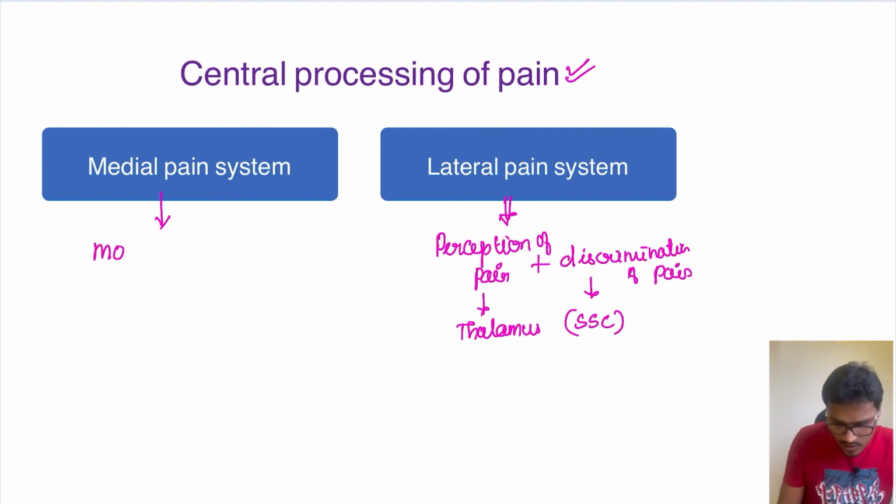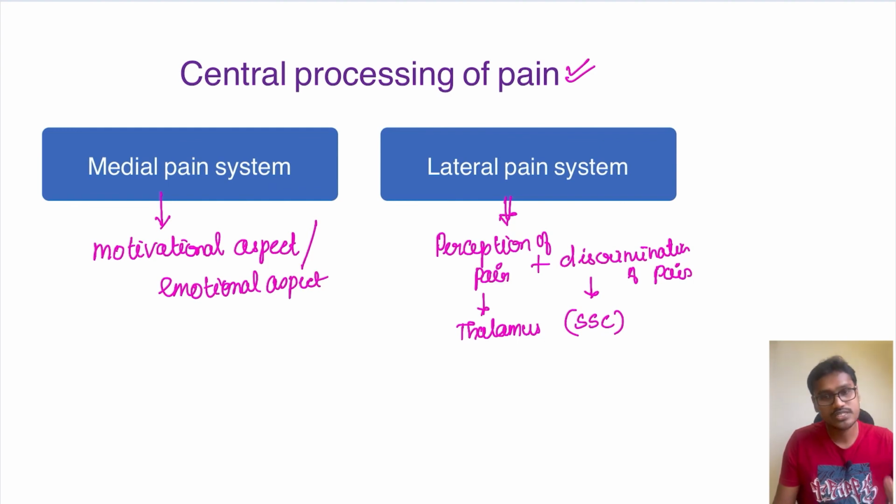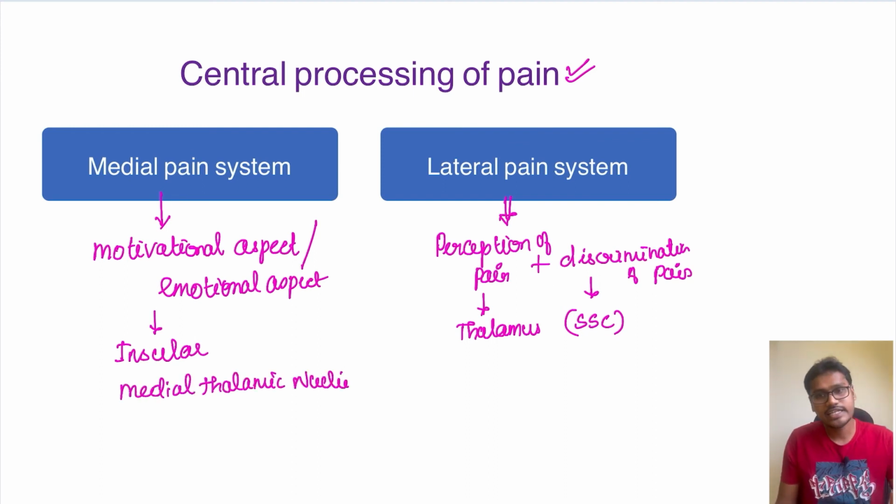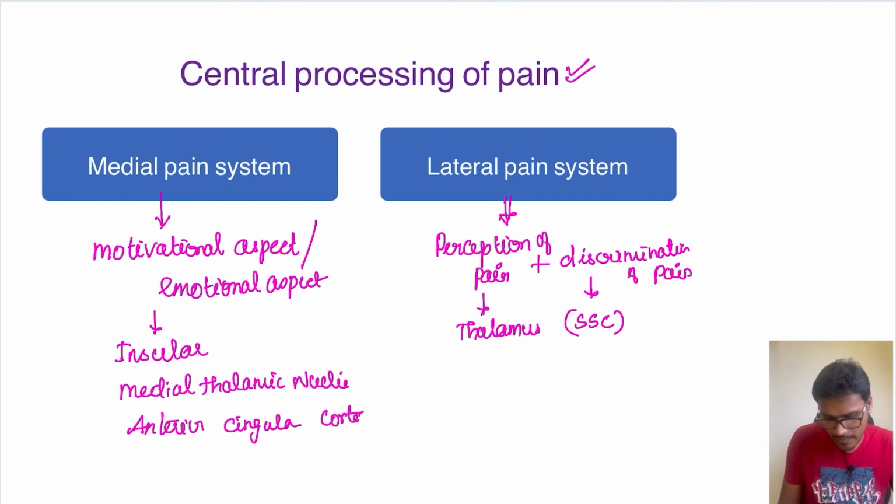Coming to the medial system of the brain, it is involved in the affective and motivational aspect of pain. So it is basically involved in the motivational and emotional aspect of pain. It goes specifically to three places. One is the insula or the insular cortex, the second is the medial thalamic nuclei, and the third is the anterior cingulate gyrus, or anterior cingulate cortex. So these are the three regions which are involved in medial processing of the pain system, and the lateral system is the major system which is involved in perception of pain and discrimination of pain.